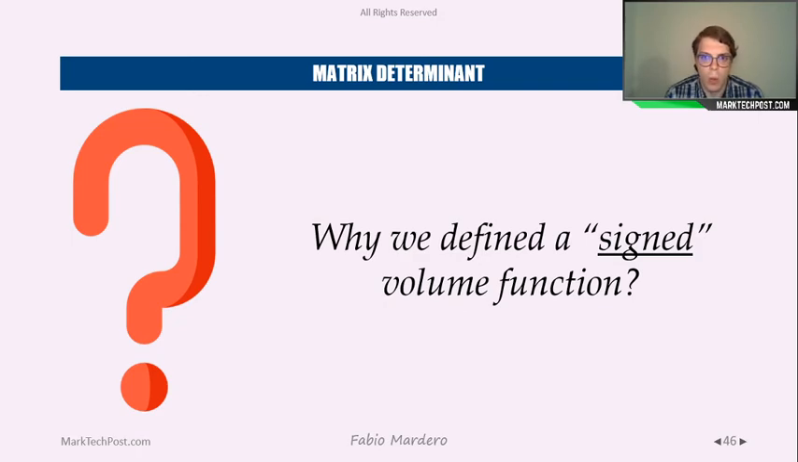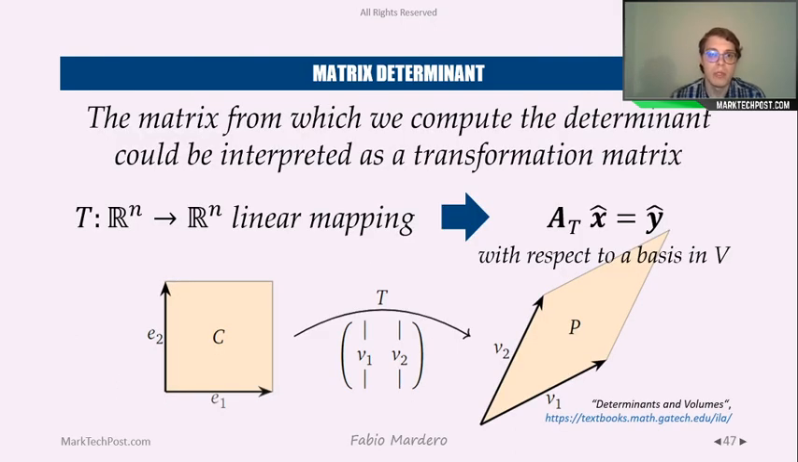But we already understood how we define the determinant and how to compute it, in order to measure the volume of a parallelepiped. So, why did we define a single volume function to measure it? Well, because this function also extrapolates the orientation of the plane.